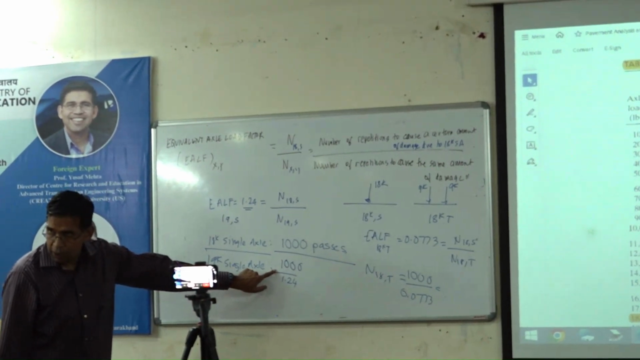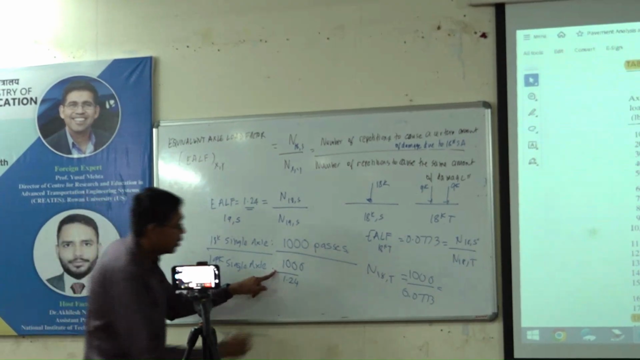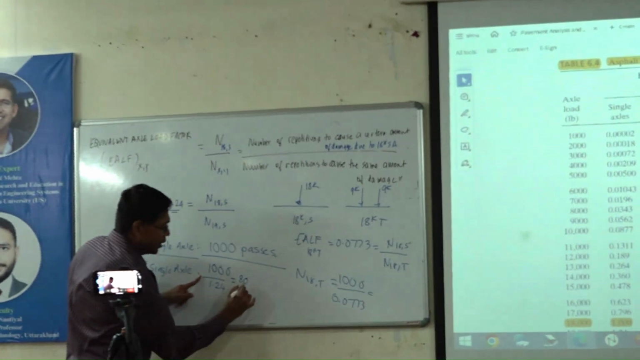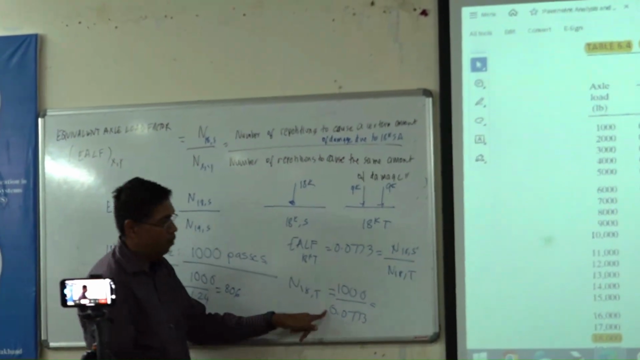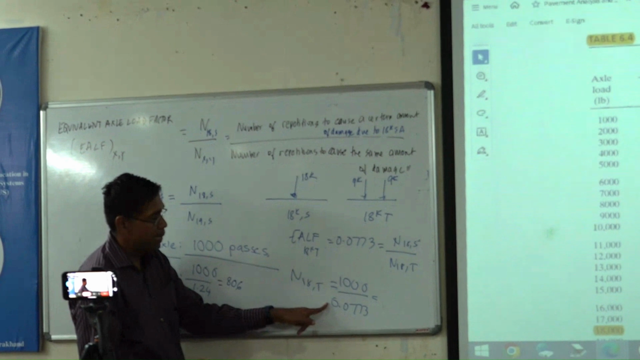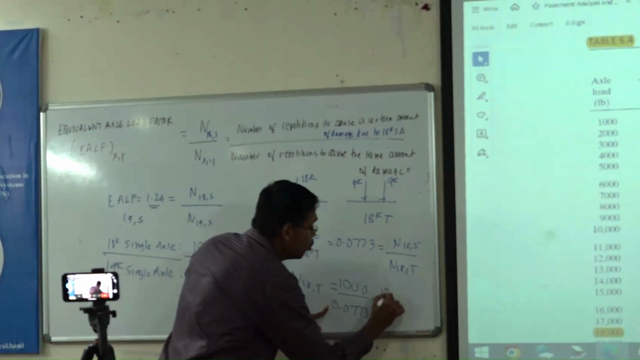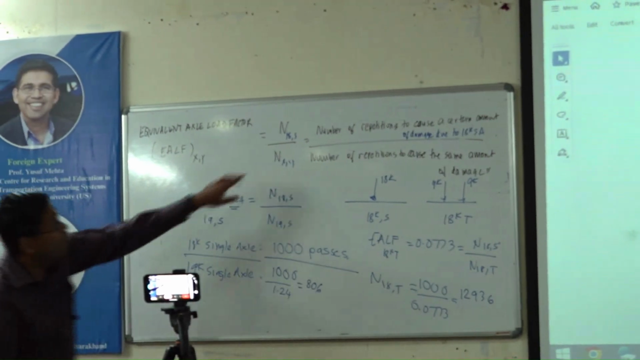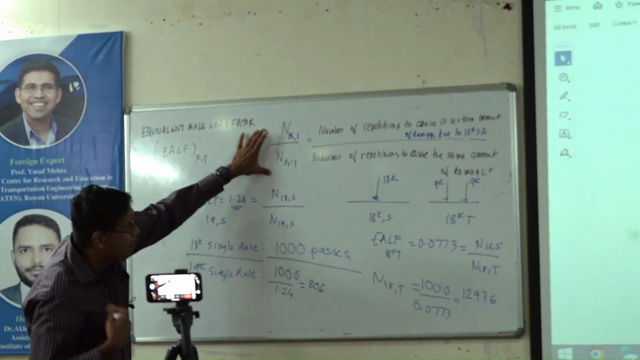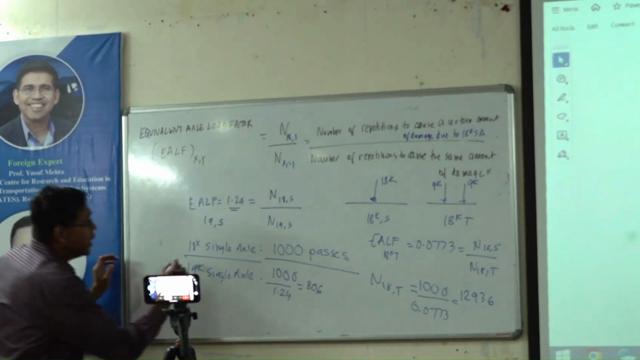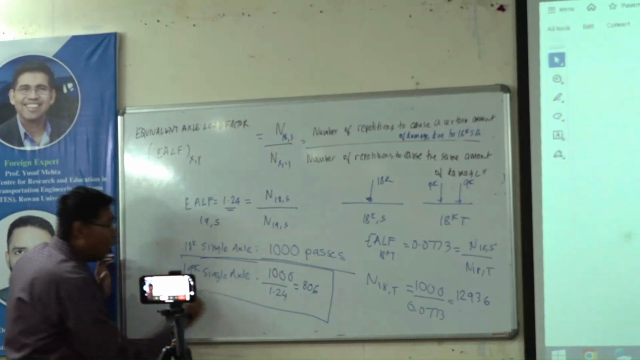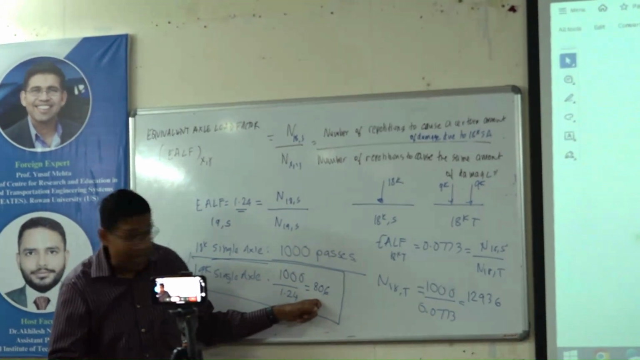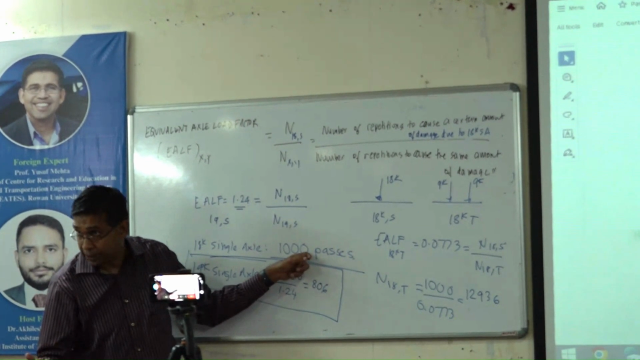1000 divided by 806. How much? 806.8. Don't give me decimal. Pass 806. And what is this one? 12936. So, sir, online, if you look at this, that's exactly what I thought, and I made a mistake. If I look at 19 kip single axles, it will take 806 repetitions to cause the same amount of damage as an 18 kip single axle, 1000 passes, because it is much more severe.